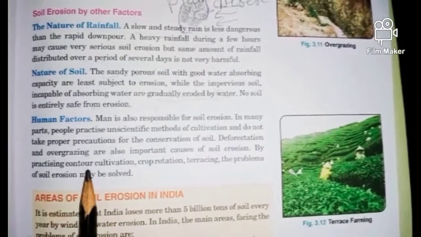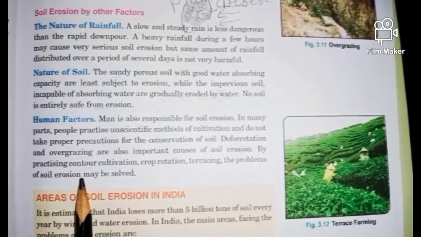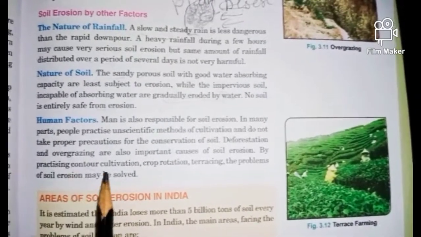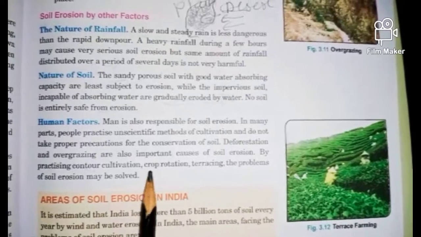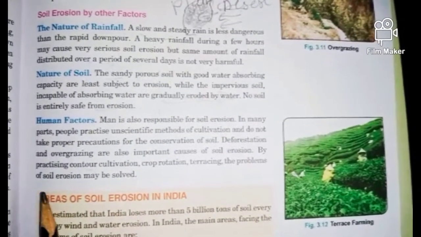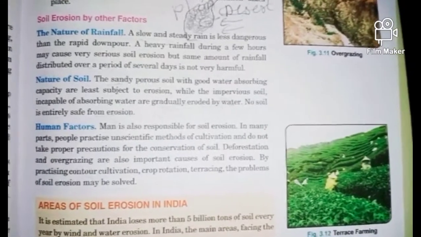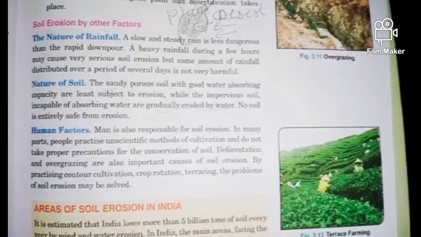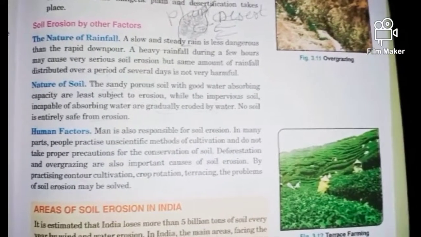By practicing some other methods which help to conserve the forest or the soil, such as contour cultivation, crop rotation, and terrace farming, the problems of soil erosion may be solved. So humans are also responsible for soil erosion. We can try to identify some more factors by which humans are responsible for soil erosion.